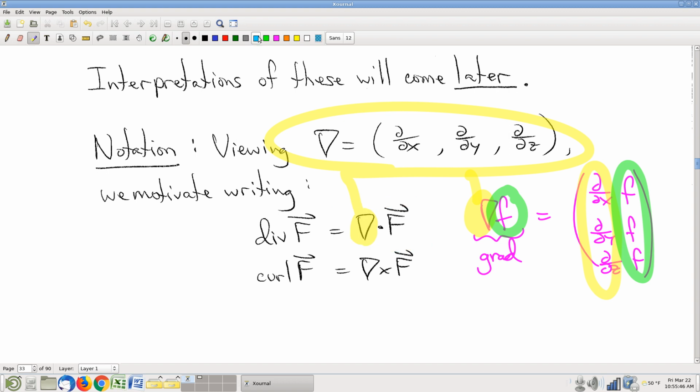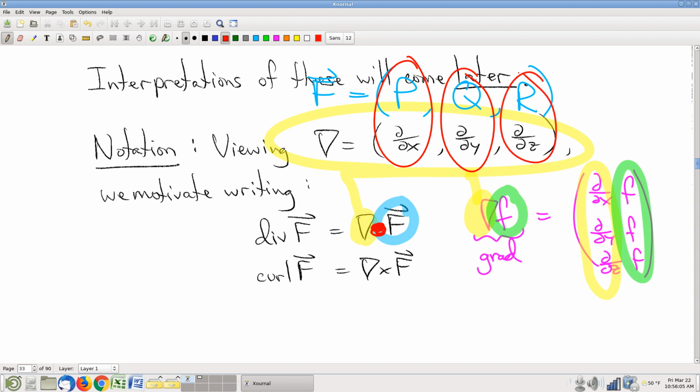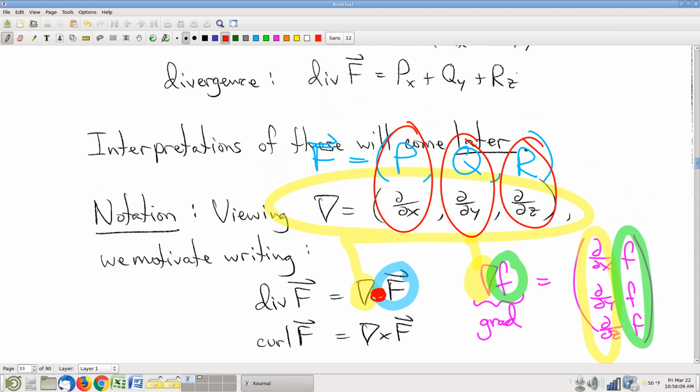Here, let me write this down. If we were to think of a vector field F as P, Q, R, this dot product would say kind of pair them up and add them up in that way, and notice you get exactly the formula for divergence.